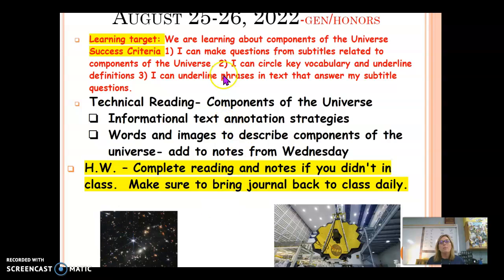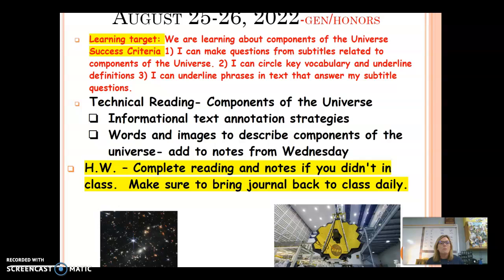Can you, number one, make questions from subtitles related to components of the universe? Number two, can you circle key vocabulary and underline definitions? And number three, can you underline phrases in the text that answer your subtitle questions? So we're going to do that technical reading in class. If you do not finish, yes, you are going to have homework over the weekend. So let's use our time wisely so that you do not have that homework.